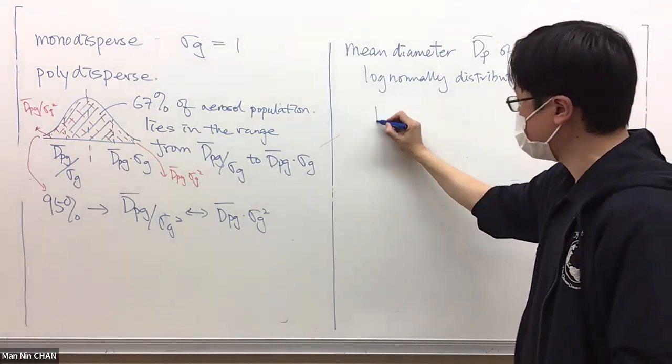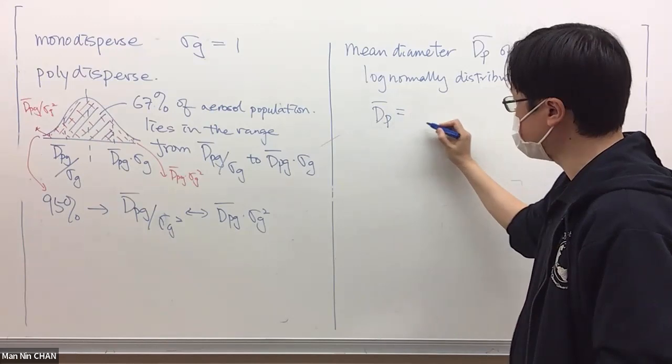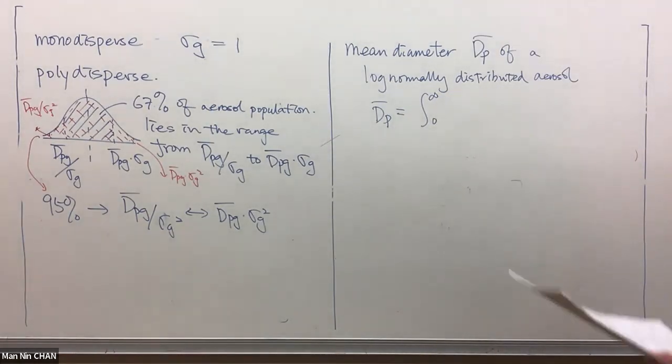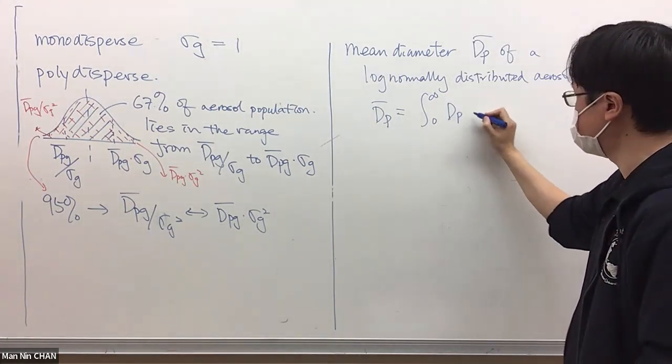So therefore, you go back to the definition. This is the mean diameter. So you're talking about 0 to infinity, and then you have the dp.